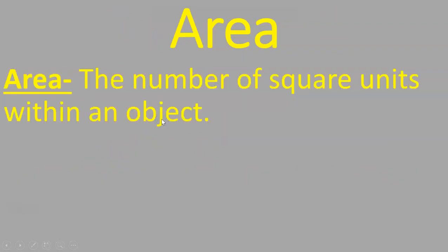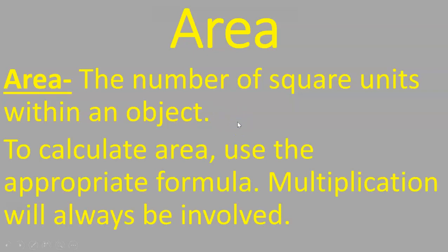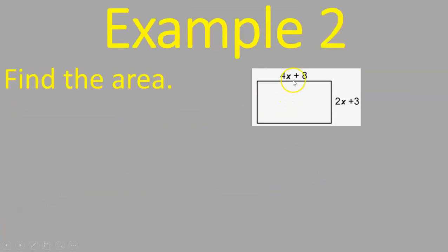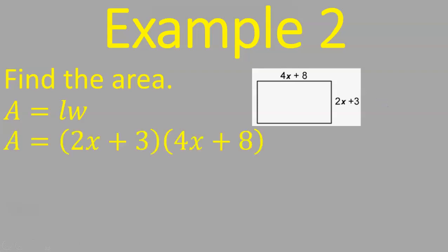Area is the number of square units within an object. How many little square units fit in there? To calculate area, you use one of various area formulas, but multiplication will always be involved in some manner. Okay, so an example here is a simple rectangle, 4x plus 8 times 2x plus 3. The area formula for a rectangle is simply length times width, but we need the skill of multiplying polynomials.